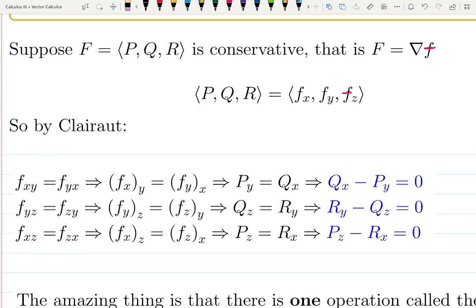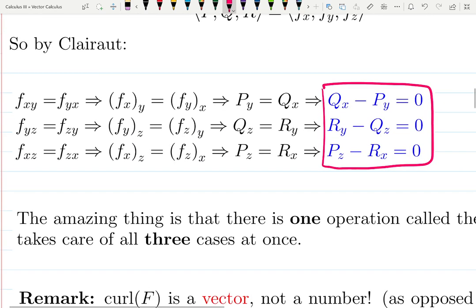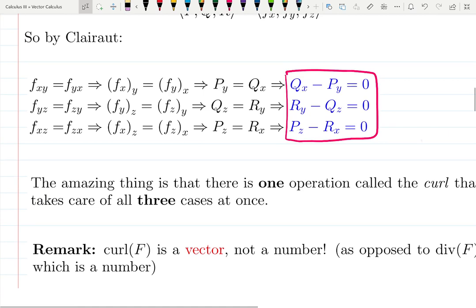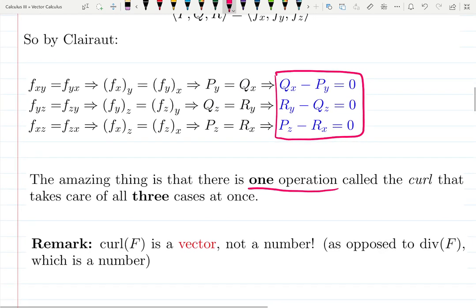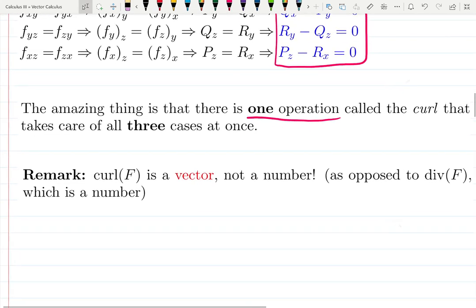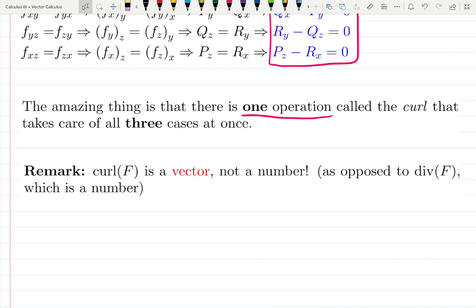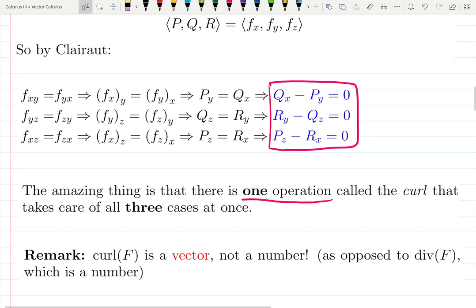You don't have to write this down. This is just motivation, how it happens. So for good curves and good shapes, that happens. When you calculate all of this, these give us equations, and these equations will be used to create an amazing operator. It's called a curl, so write this down. An operator called a curl that takes care of all 3 cases at once.